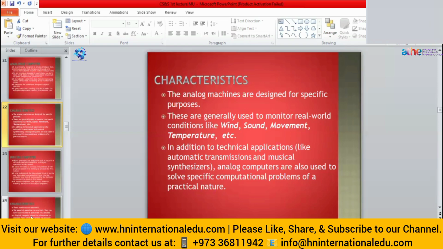So these are generally used to monitor real world conditions like wind, sound, movement, temperature, etc., because here we have to measure the continuous value. In addition to technical applications like automated transmission and musical synthesizers, analog computers are also used to solve specific computational problems of a practical nature. So, where a physical quantity is involved, we can utilize these computers.